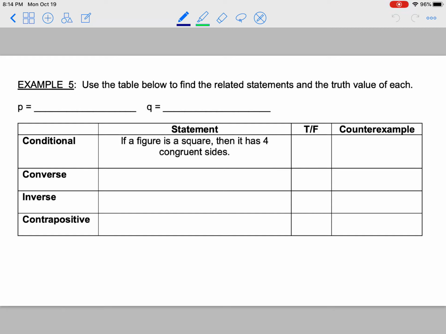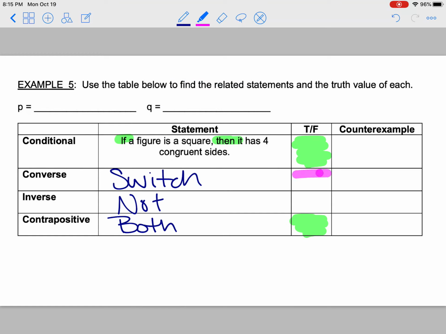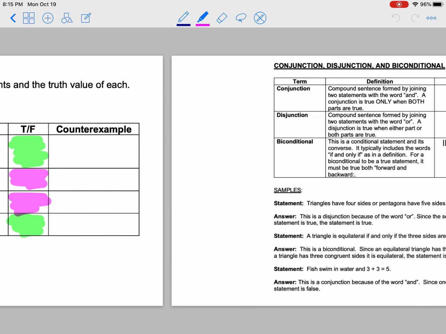Okay, so let's just kind of recap on this one. Remember, P stands for hypothesis, the part following the word if. The Q stands for conclusion, the part following the word then. Conditional means we just add the word if and then. Converse is a switch. Inverse is a not. And contrapositive is a combination of both. Remember that the conditional and contrapositive will have the same truth value, and the converse and the inverse will always have the same truth value. So if they're false, that's when you provide a counterexample. If they're true, you don't need one.